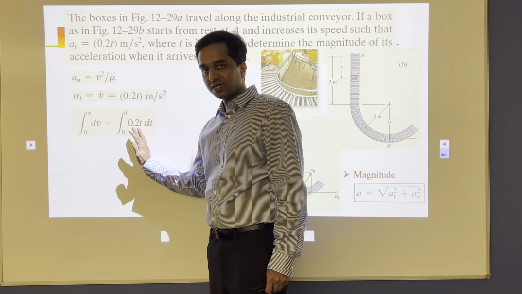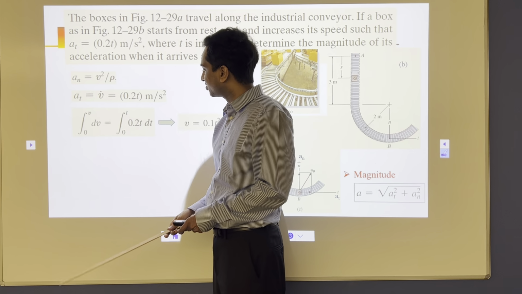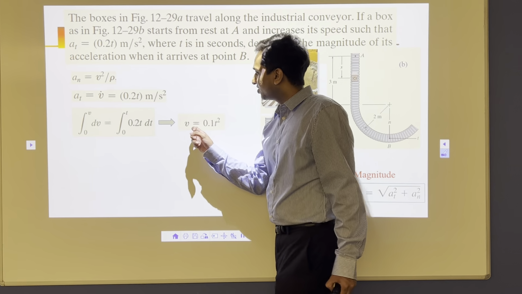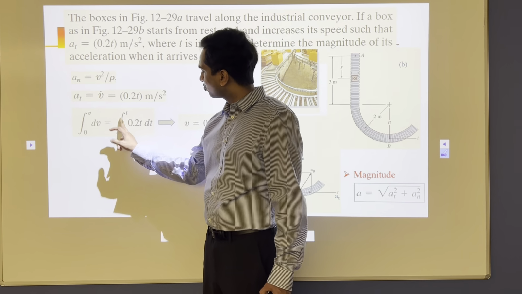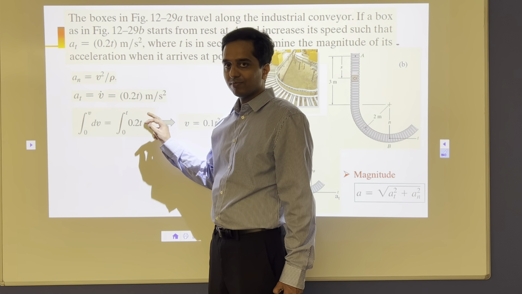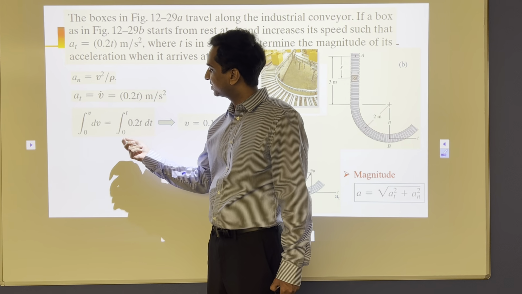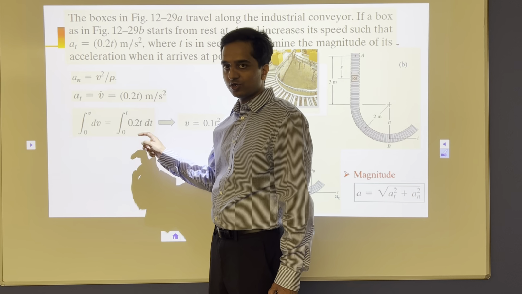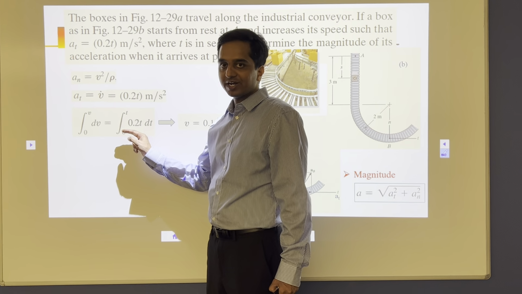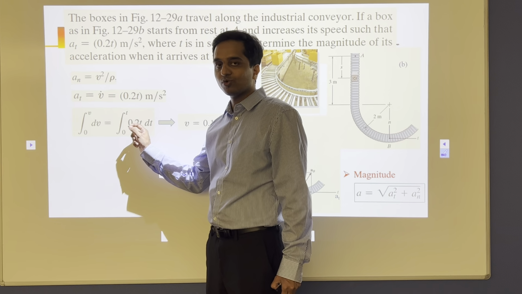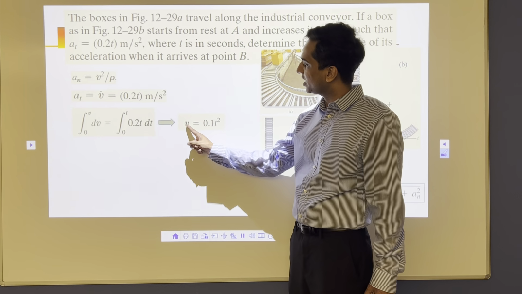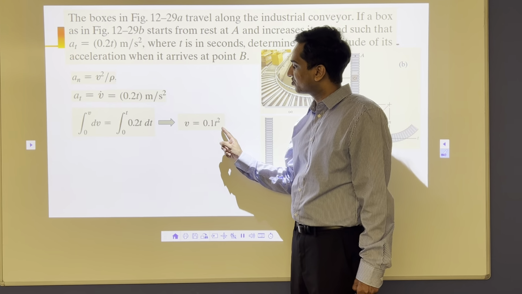And this is a very simple integration. Once we solve this integration, what we get is v is equal to 0.1t square. So this one will become v, and this one will become t square by 2. The 0.2 comes out of the integration, and it becomes t square by 2. 0.2 divided by 2 becomes 0.1, so you get a total value of 0.1t square, and that's what we have. v is equal to 0.1t square.